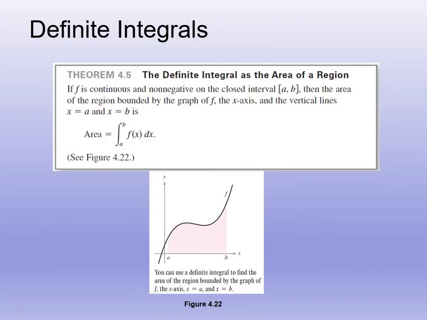Let's take a look at theorem 4.5. If f is continuous and non-negative on the closed interval a to b, then the area of the region bounded by the graph of f, the x-axis, and the vertical lines x equals a and x equals b is defined as the integral from a to b of f of x dx. So we're going to use this definite integral to define the area under the curve, using the integrand.